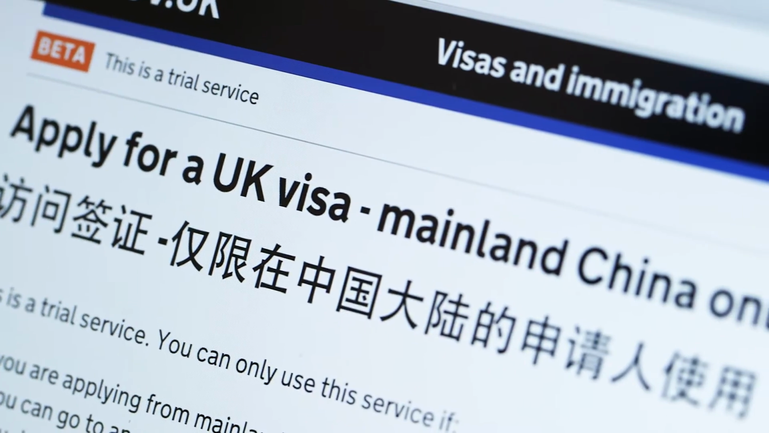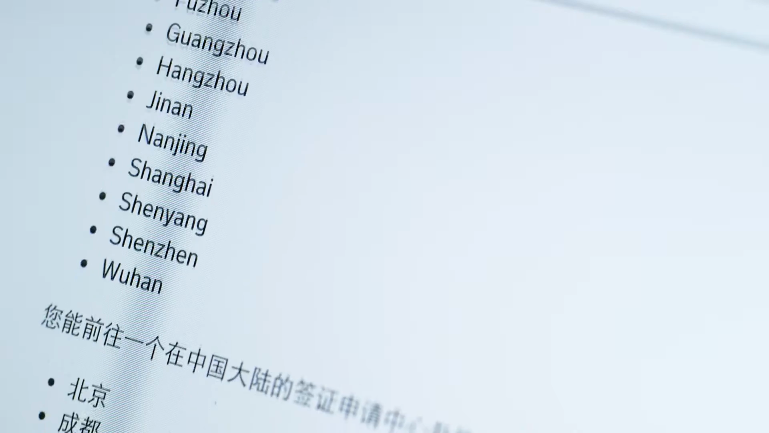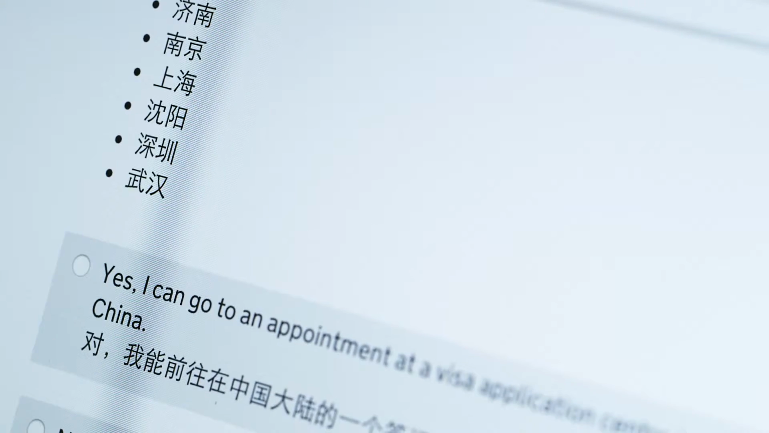Applying for a visa is really complicated. We've simplified that. An example of this is in China, where we've even translated it into the language that people natively speak, so they can understand what they're applying for and why.